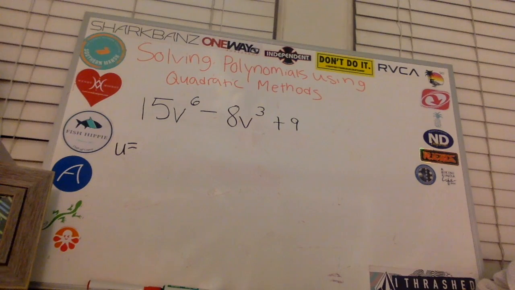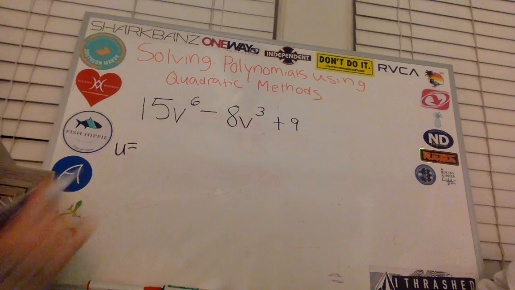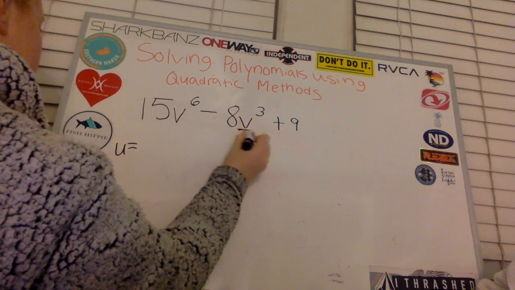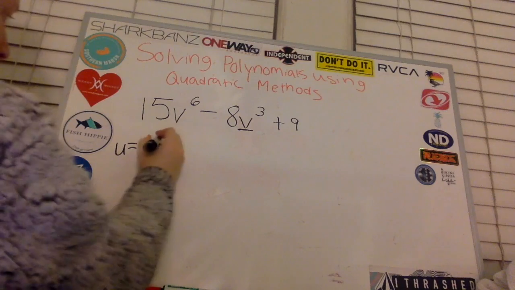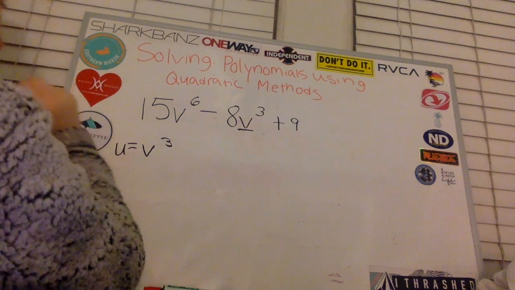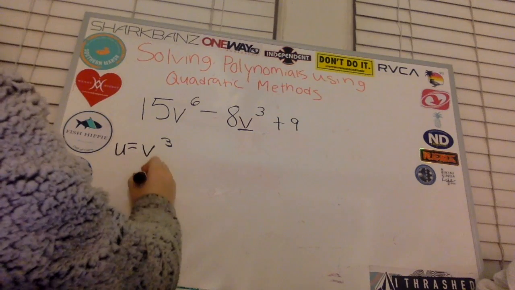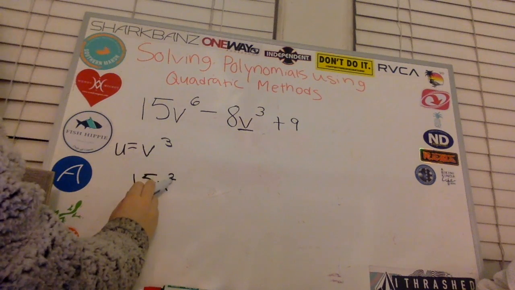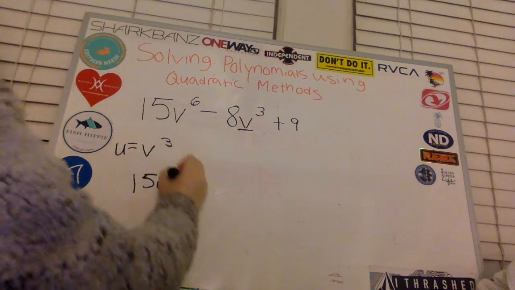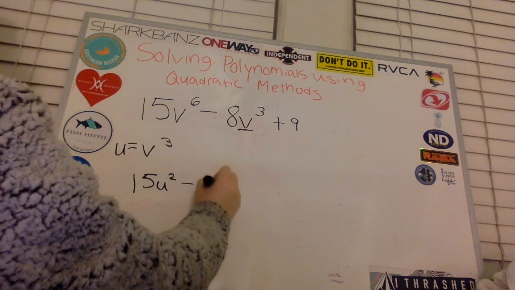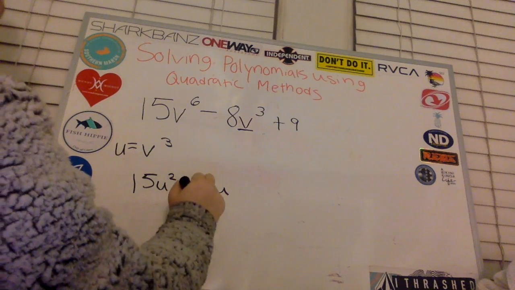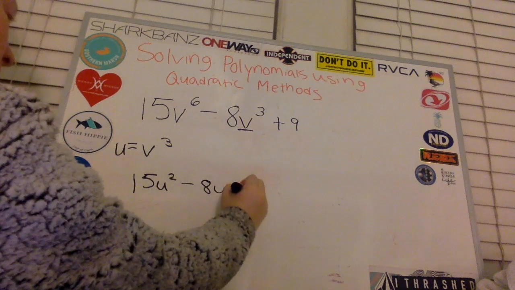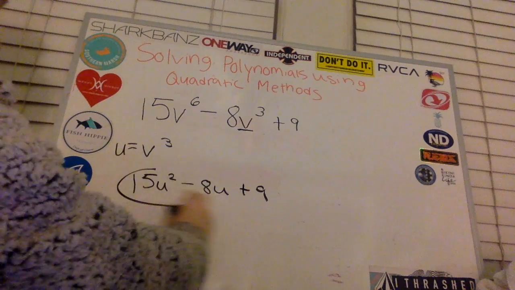Now we're going to be doing a similar problem. 15v to the sixth minus 8v cubed plus 9. So first we have to define our u as v cubed. Okay, now we'll do 15u squared, because 2 times 3 is 6, and minus 8u, because 1 times 3 is 3, plus 9. And this is our final answer.